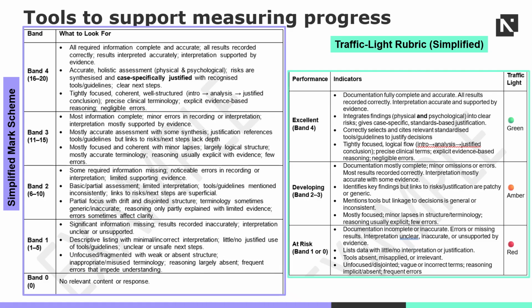What you'll find is green aligns to band 4 features such as complete, accurate, synthesized, justified with standards, focused and coherent. Amber spans band 2 to 3, so some good elements but links or monitoring or justifications are partial or generic. And red signals band 1 risk, so descriptions without interpretation, inaccuracies or unsafe steps. Use it for RAG feedback in class. Peer marking, spot check 1 criterion, so for example justification with a standard.